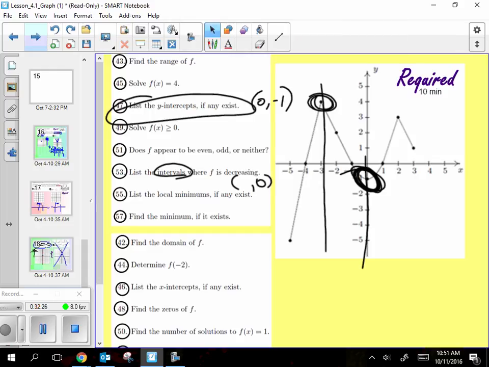Don't forget about domains. Notice these have dots on the end, not arrows. So they don't go forever. That is the lowest it goes for this whole function, which says something about it.